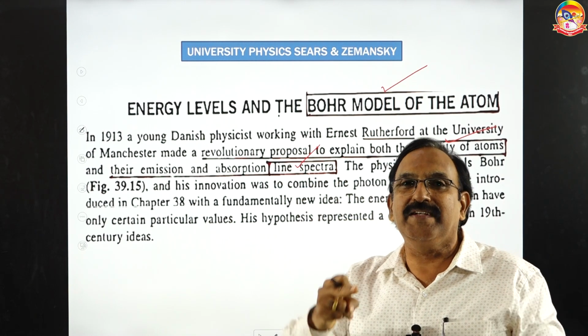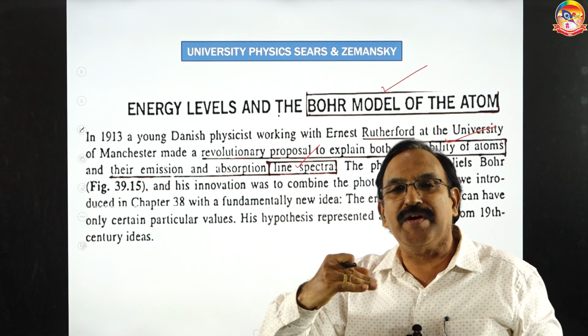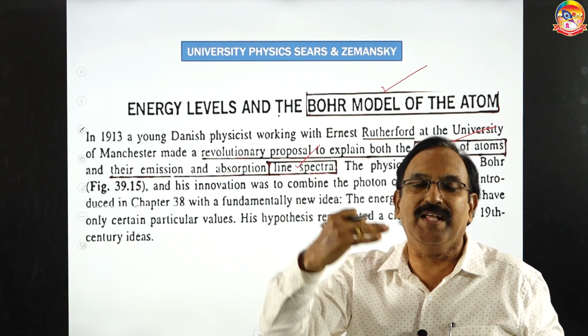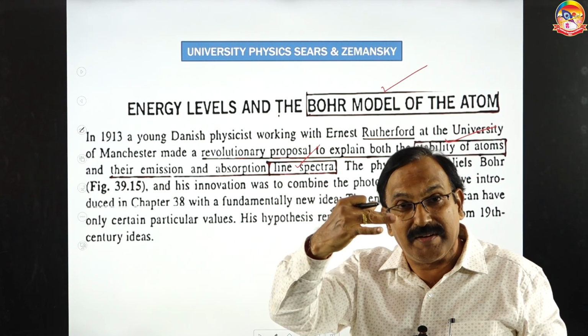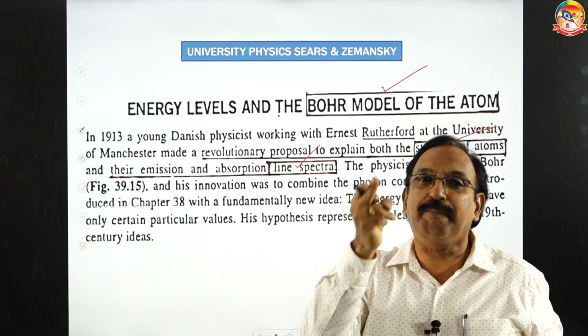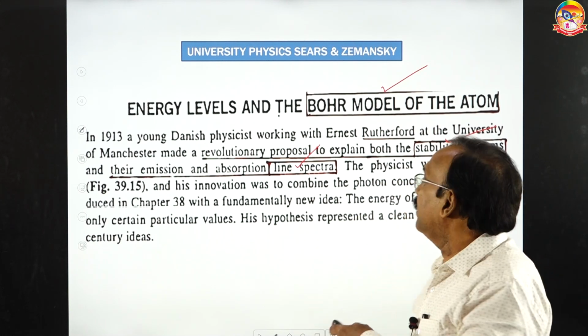Once again I repeat that the particular question we are talking about is based on Bohr's model, points 1 to 7, out of which they have picked up the first and fifth points.